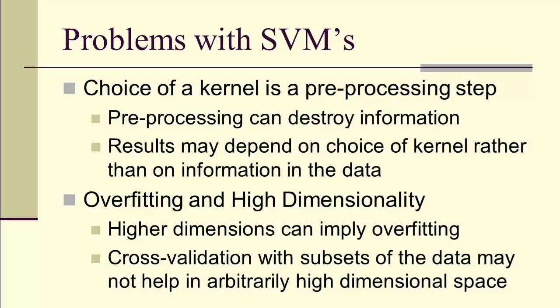First off, the choice of a kernel is itself a pre-processing step. And when you pre-process your data, you can destroy information. You certainly introduce bias. That's why we don't ever want to do pre-processing unless we're also cross-validating and making sure that we're getting good results. Because pre-processing can really change the nature of the data if it's done incorrectly and if it's not verified.